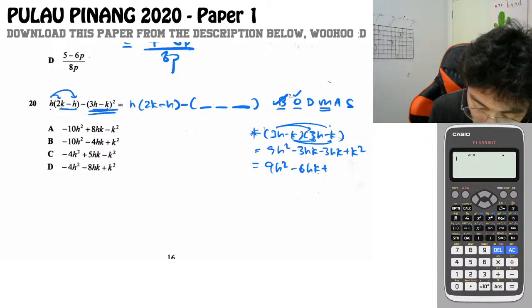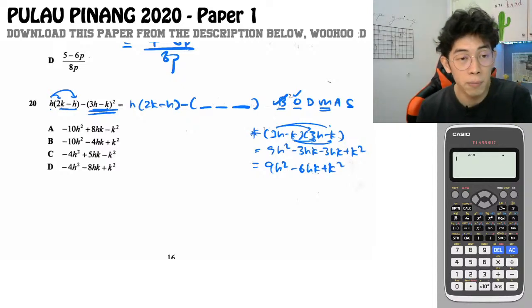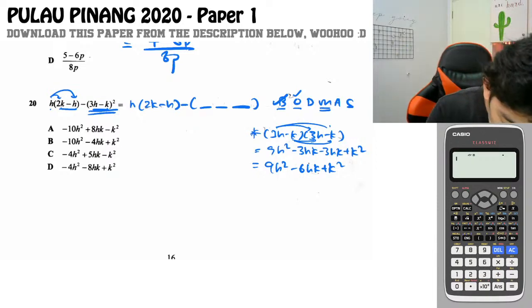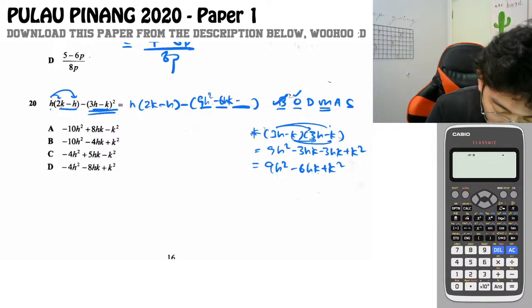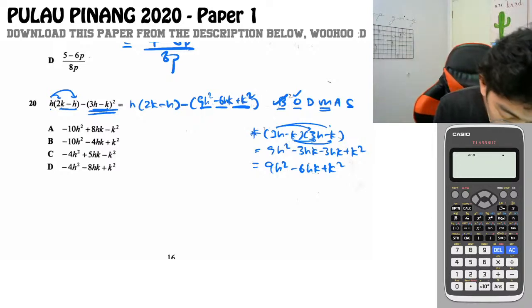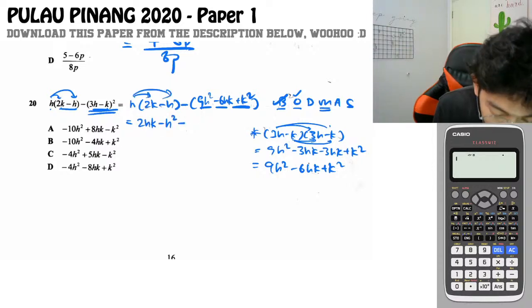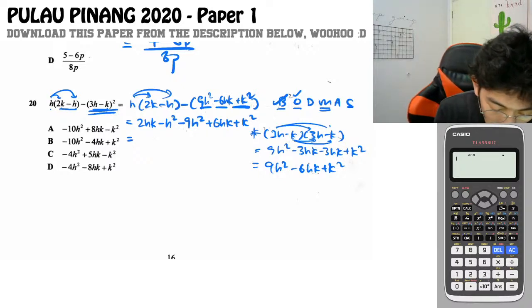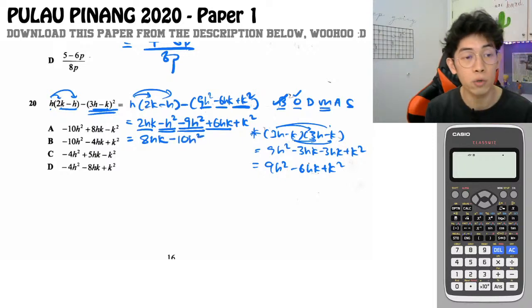So if, let's say, students are good, you can straight away write the three-term answer inside already. Do it fast, man. So 9H square minus 6HK plus K square. Then what you do? Times it. 2HK minus HK minus 9H square plus 6HK plus K square. Then what you can do? You do the rest. This one and this one you can do. You get 8HK minus H square minus 9H square, minus 10H square. Minus H square means minus 1.